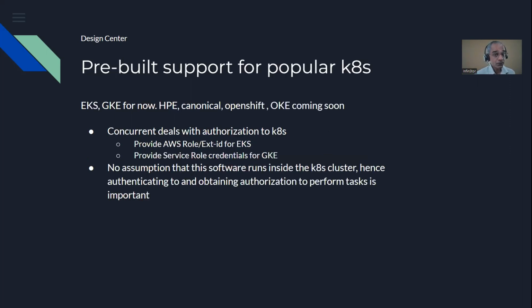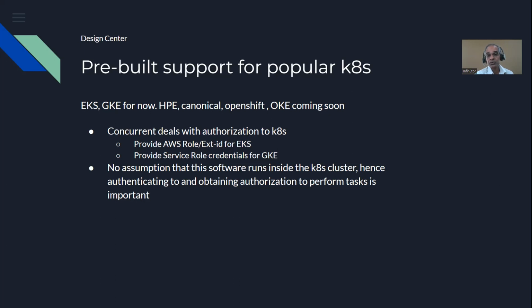We have pre-built support for popular Kubernetes. This is another thing we passionately believe in. Since our control plane lives outside of Kubernetes, we want the ability to enter the Kubernetes and submit a pod. And so we have support for EKS and GKE today. So for EKS, what you do is you bring your AWS role and external ID, and we will use that to assume that role, and we'll submit the job to the Kubernetes cluster or clusters and get the work done. We do not expect to be running inside the Kubernetes cluster and have external software or configuration to take care of permissions for us.